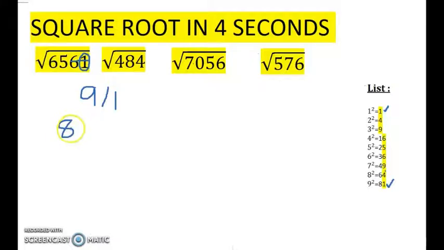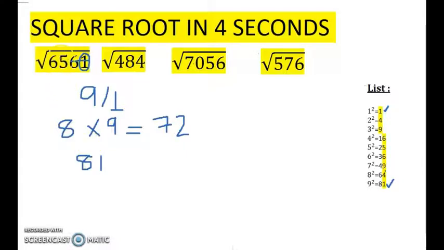The number that follows 8 is 9 because 1, 2, 3, 4, 5, 6, 7, 8, 9. 9 follows 8. 8 times 9 is 72. 72 is greater than 65. 65 is lower than 72. That means we have to pick the lower number. So the answer will be 81.